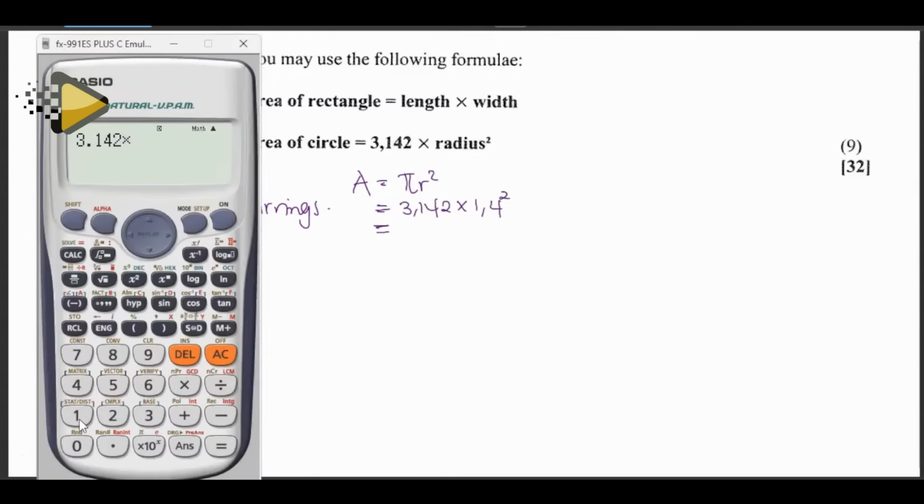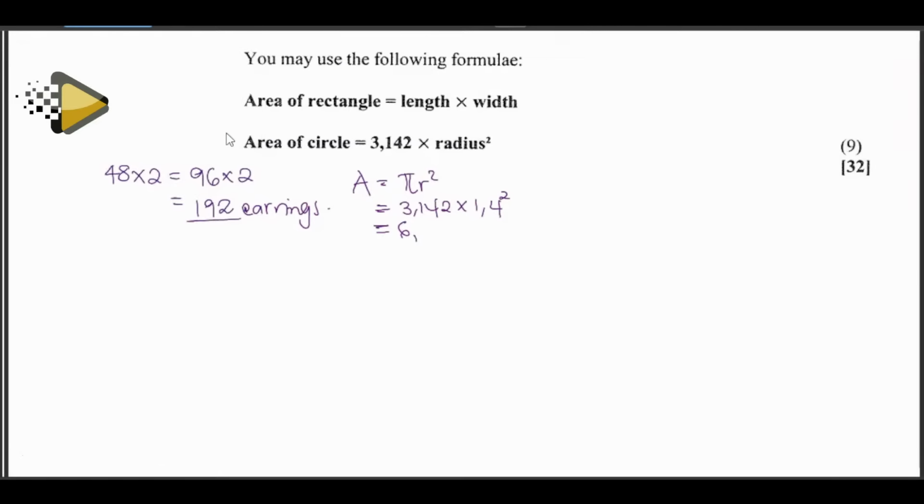3.142 times 1.42 squared equals that much. This is only one, which is 6.1516 centimeters squared, but this is for only one. So how many earrings do we need? We need 96, but they're going to be covered on both sides, which means the area is going to be times 192.